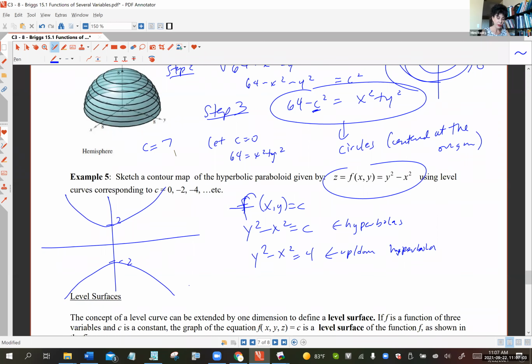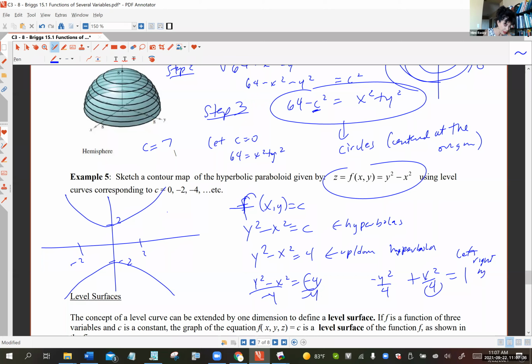Now, what if c equals -4? So what if you had y squared minus x squared equals -4? Well, you don't want a negative here. I always like to have a 1 there if I can. So I would divide both sides by -4, and I would get minus y squared over 4 plus x squared over 4 equals 1. This is a left-right hyperbola. So the x-intercepts are 2 and -2.